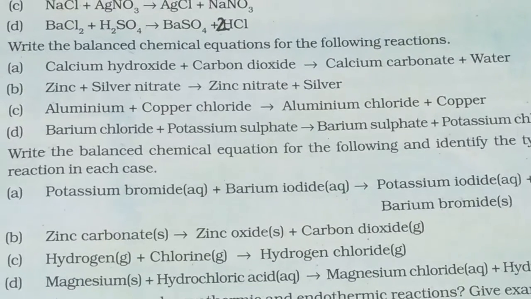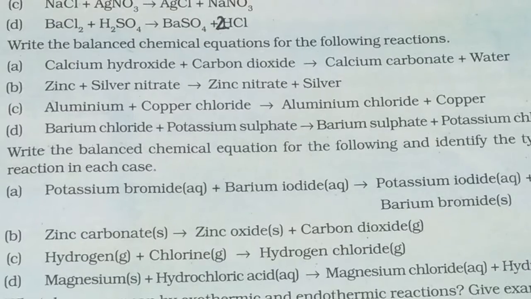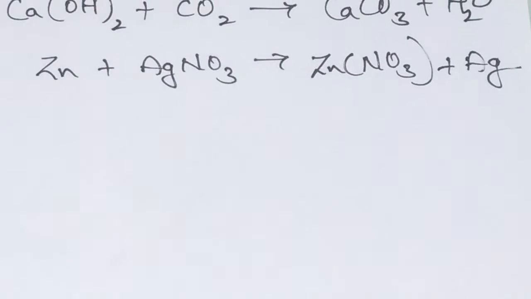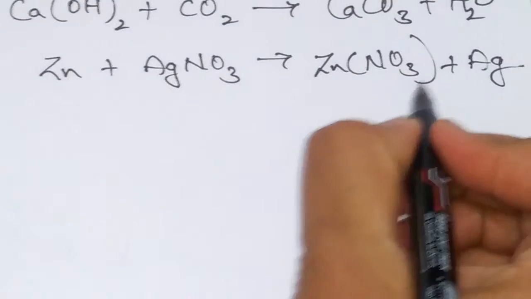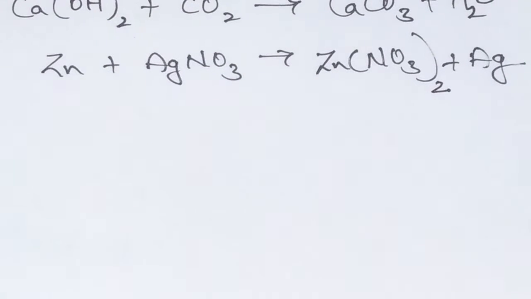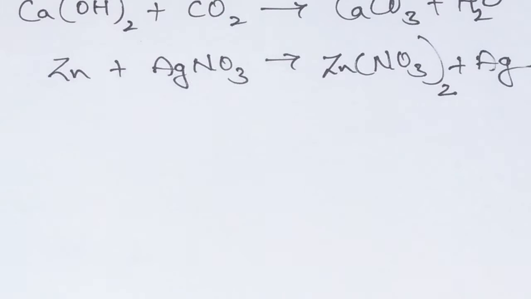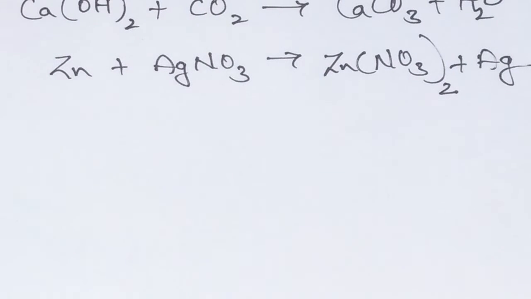Question B, zinc reacts with silver nitrate, forms zinc nitrate plus silver. Let us write the equation for this. The equation we have written here: zinc reacts with silver nitrate forming zinc nitrate, Zn(NO3) taken twice, plus Ag, that is silver. Now here if you observe, zinc is a highly reactive metal. It is displacing silver from silver nitrate. So we can say this is a displacement reaction.